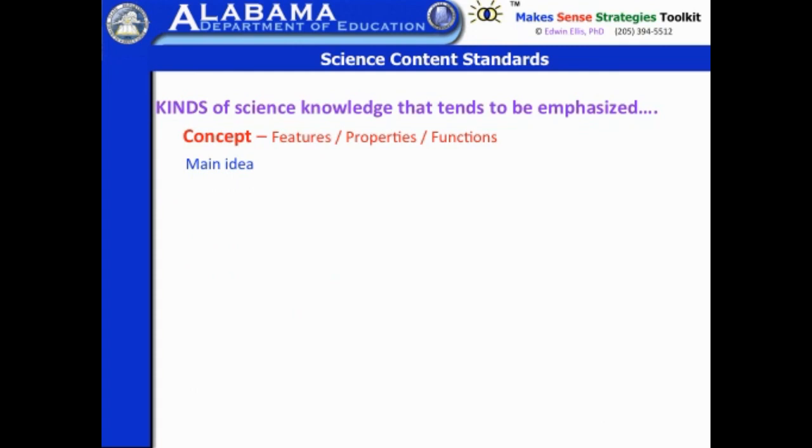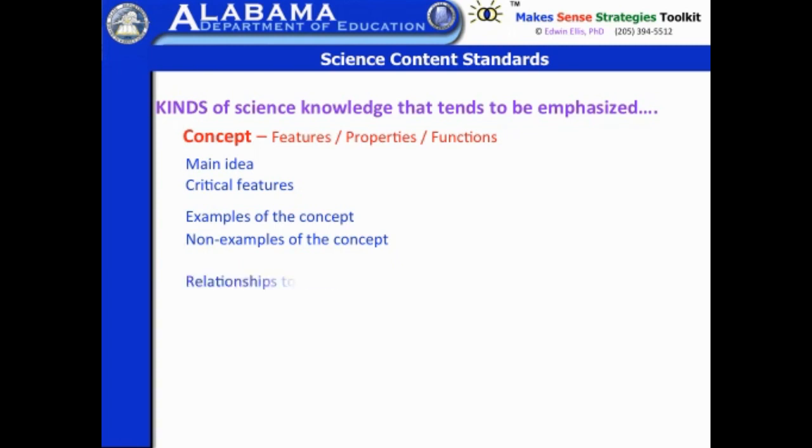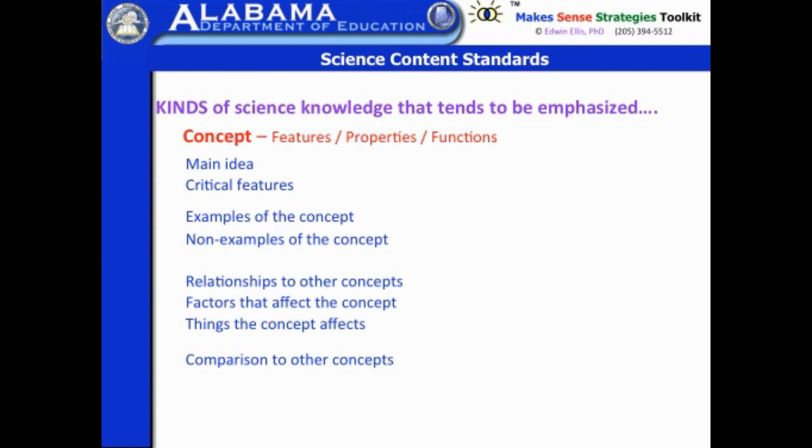So when you look at a concept and you dissect it to look at what students really need to know about it, there's the gist or the main idea of the concept, and also the distinctive or critical features. This is basically main idea and details, if you will. They also need to know examples of the concept and non-examples, so what it is and what it's not. Likewise, they need to know relationships to other concepts and factors that affect it, as well as things the concept affects. They also need to make comparisons to other concepts, as well as the concept is reflected sometimes in a specific component or steps in a process.